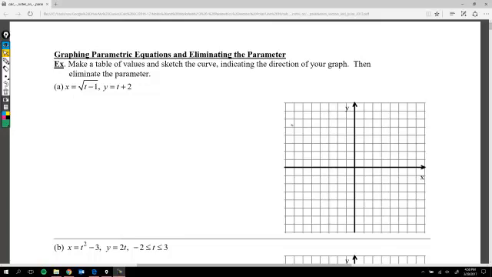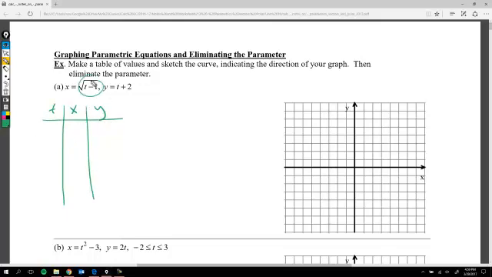But what our calculators are really good for is graphing these and giving us a table of values. Okay, our calculators are great for that. So the first thing we're going to do is actually write out a table of values. So I'm going to pick values of t to give me values of x and y and make a table. Okay, so I'm going to pick values of t.